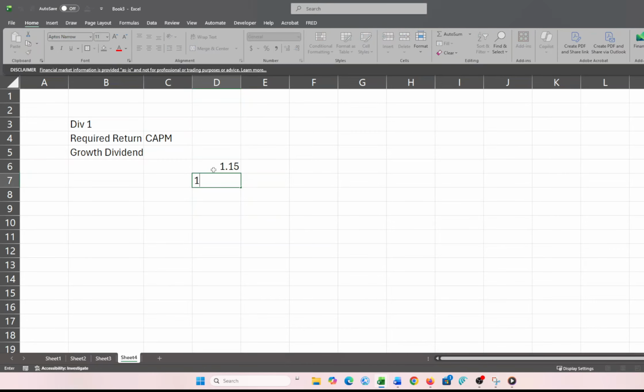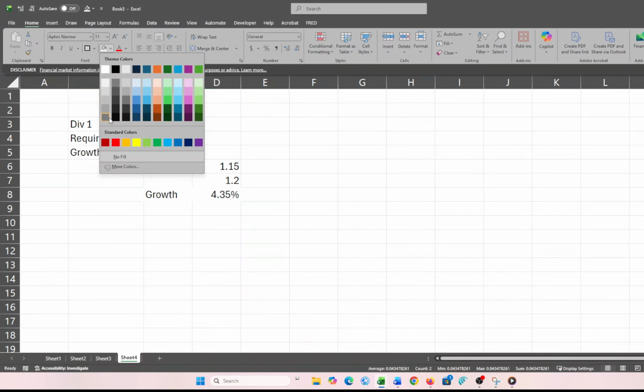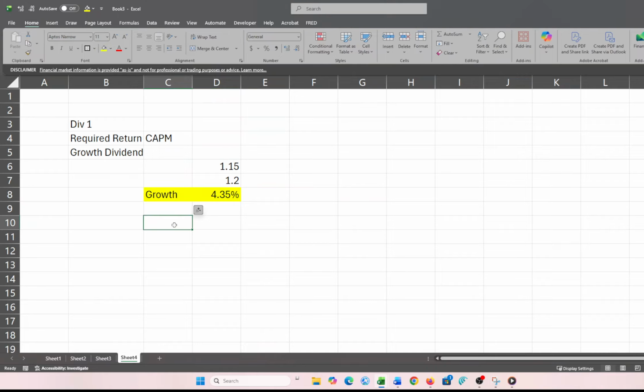So if it was 1.15 and 1.2, to find the growth rate, we would just take the newest value minus the previous, divided by the previous. Let's put this in a percentage. So that is justifiable if you want to use that 4.35. You can use that if you wanted to. So we have all the variables we need. All you have to do is revisit chapter 9. We have the required rate of return, which is the CAPM model. We have the growth rate, and then you can find the dividend.